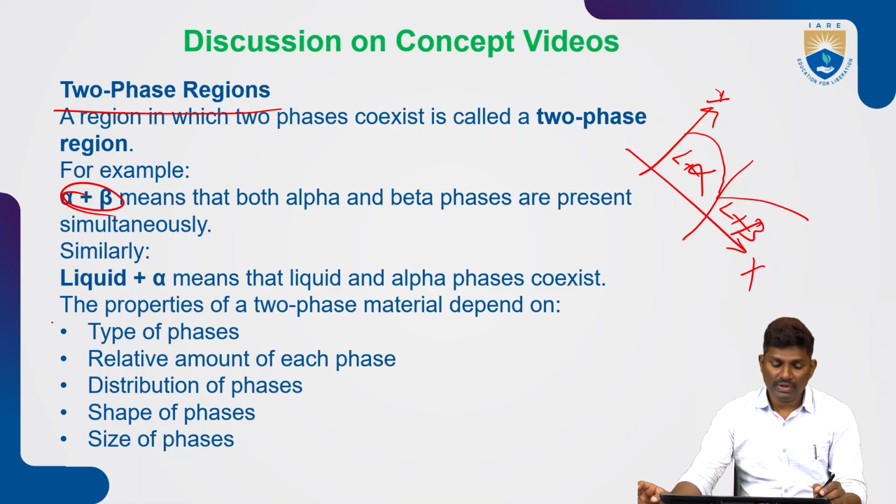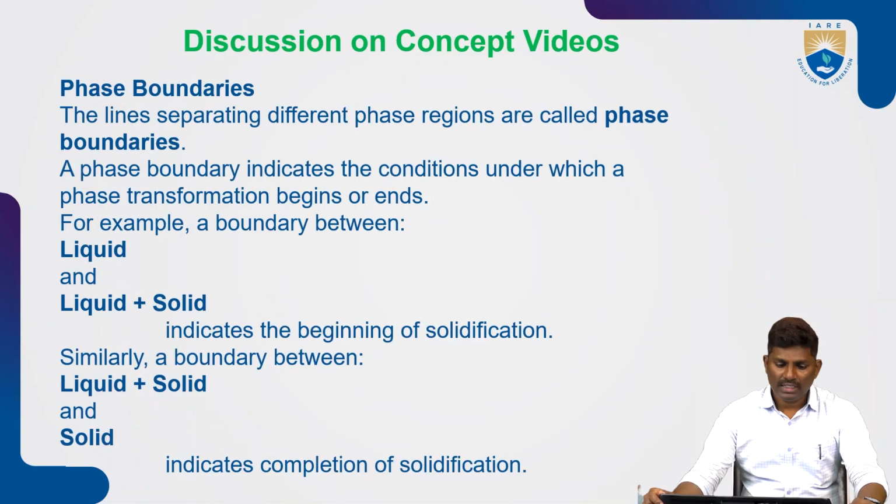Because of the two phases, what is happening? The properties of the two phase material depend upon the type of phases, relative amount of each phase, distribution of the phases, shape of phases, and size of phases. Next, phase boundary. The line which is separating these different phases is called the phase boundary.